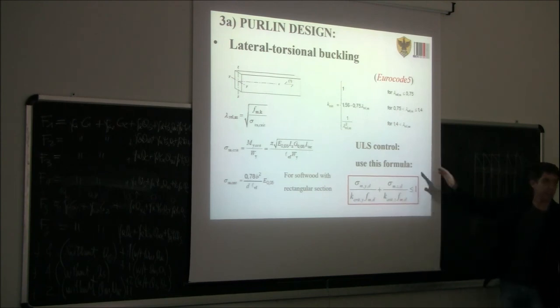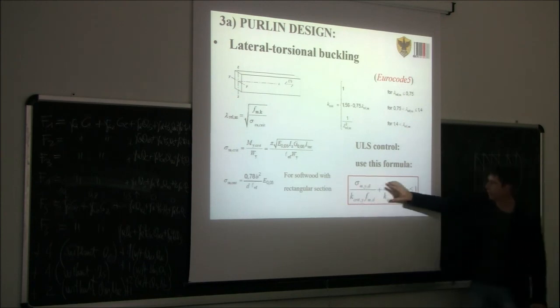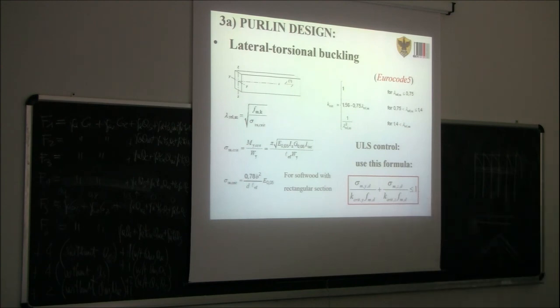The idea is that since we have biaxial bending, first we calculate this ratio, then we calculate this, and the sum shall not exceed 1. This way we take into account, in an average way, the fact that we have biaxial bending, not simple bending.